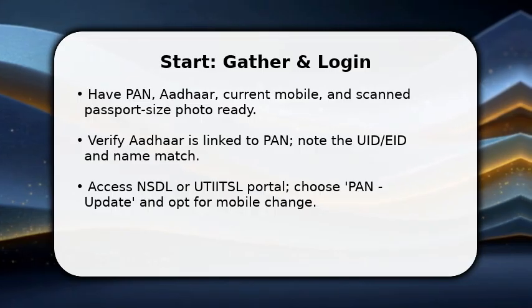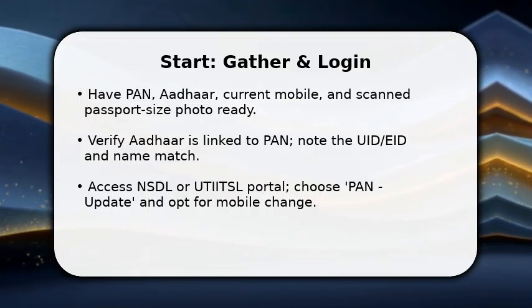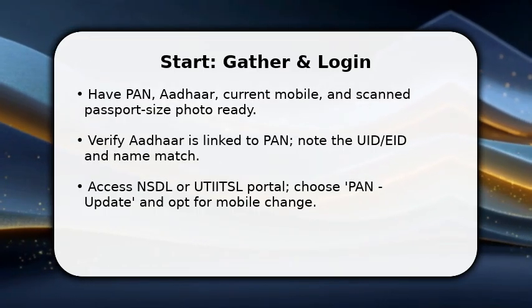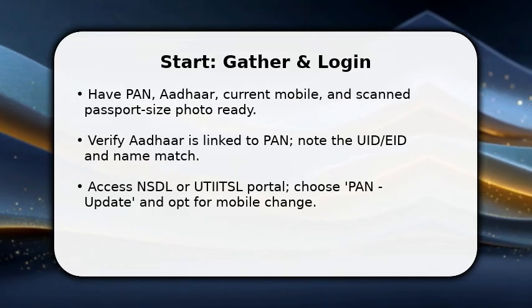You begin by collecting essentials: your PAN card, Aadhaar number, current mobile for OTPs, and a clear scan photo. Once done, open the official NSDL or UTIITSL PAN update page and select the PAN correction/update option. Pick mobile number change specifically.